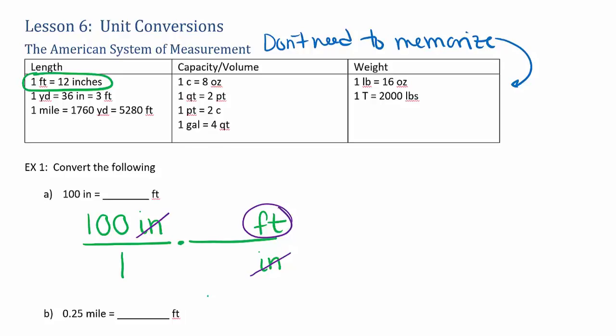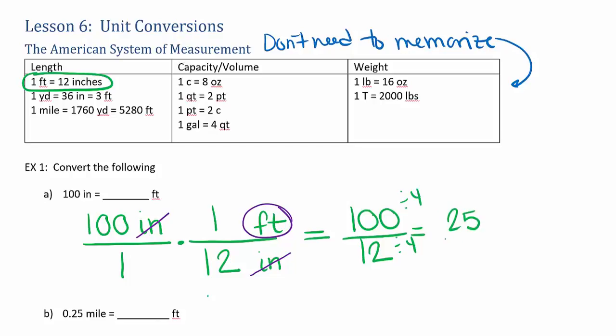So I'm going to fill in the numbers. The factor says 1 foot is 12 inches. And then I'm going to multiply straight across, and that gives me 100 over 12 feet. Or if I reduce, I can divide by 4. I get 25 thirds, or as a mixed number, 8 1/3 feet. So 100 inches is the same as 8 1/3 feet.